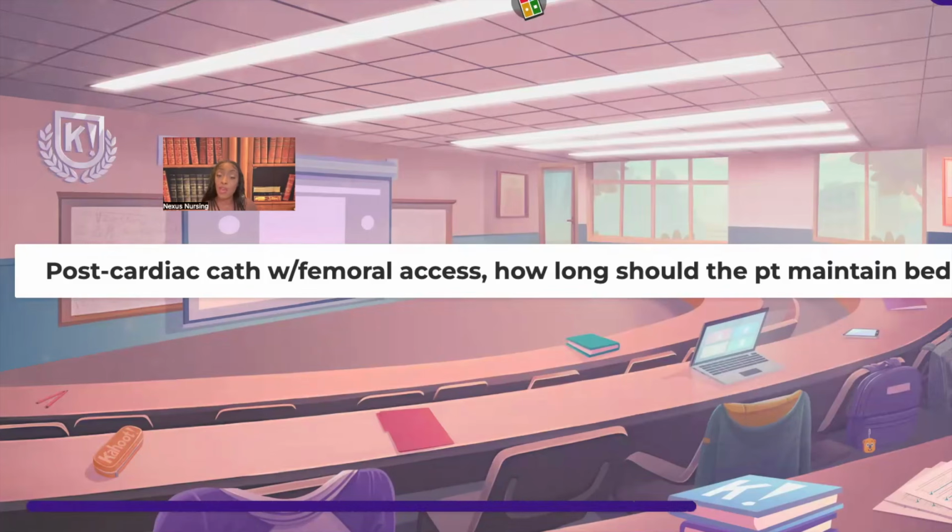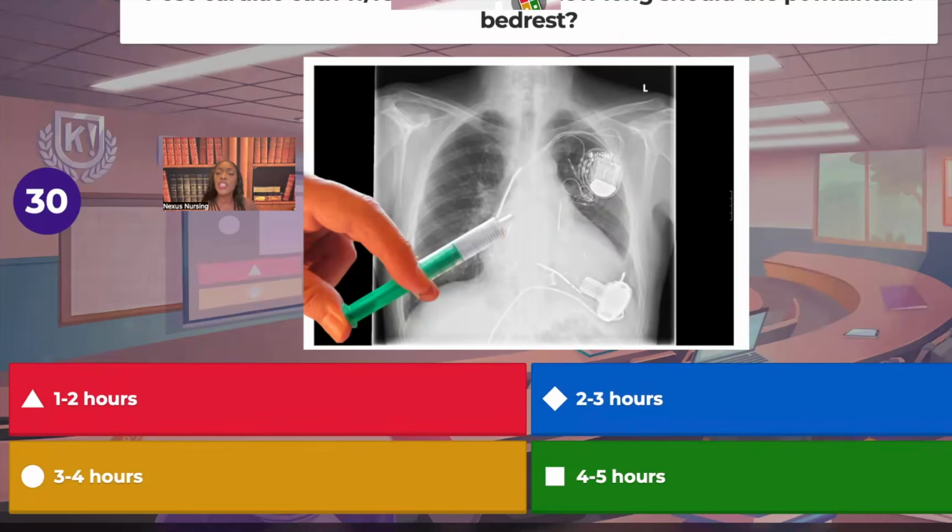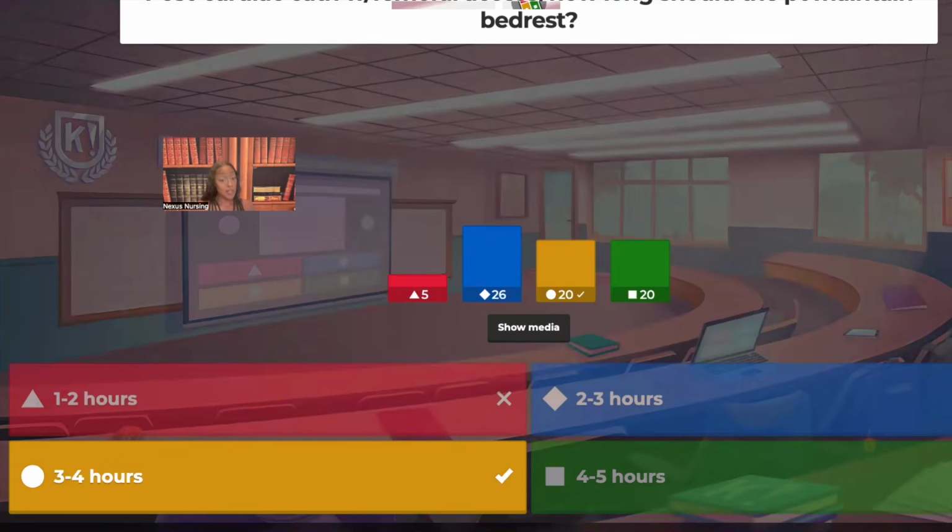Post-cardiac cath with femoral access, how long should the patient maintain bed rest? So the patient has had a cardiac cath with a femoral access. How long do you have to keep them on bed rest? 1 to 2 hours, 2 to 3 hours, 3 to 4 hours, or 4 to 5 hours? What do you think? 3 to 4 hours, guys.